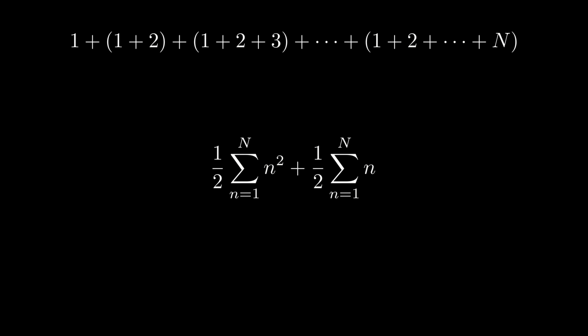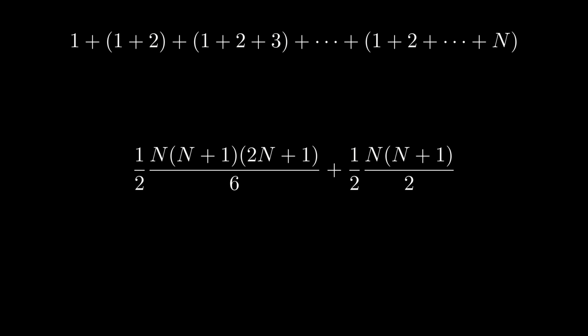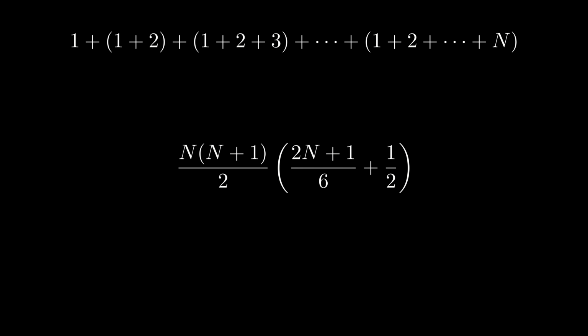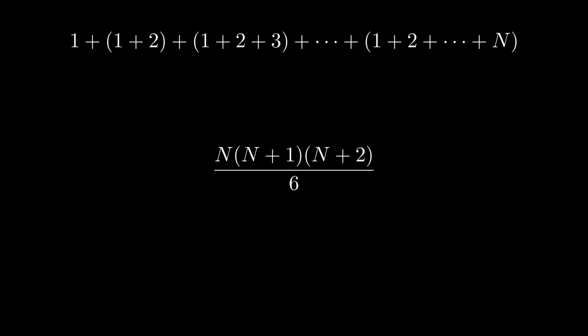And then we know that the sum of the n squared is equal to big N multiplied by big N plus 1, 2 big N plus 1 divided by 6. And again, the sum of the small n is equal to big N multiplied by big N plus 1 divided by 2. Now we can put the big N plus 1 divided by 2 in factor. This can be simplified into big N plus 1, big N plus 2 divided by 6.